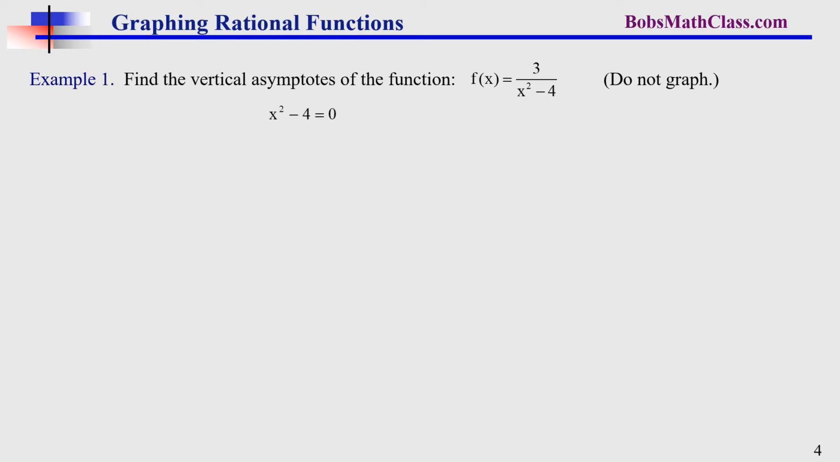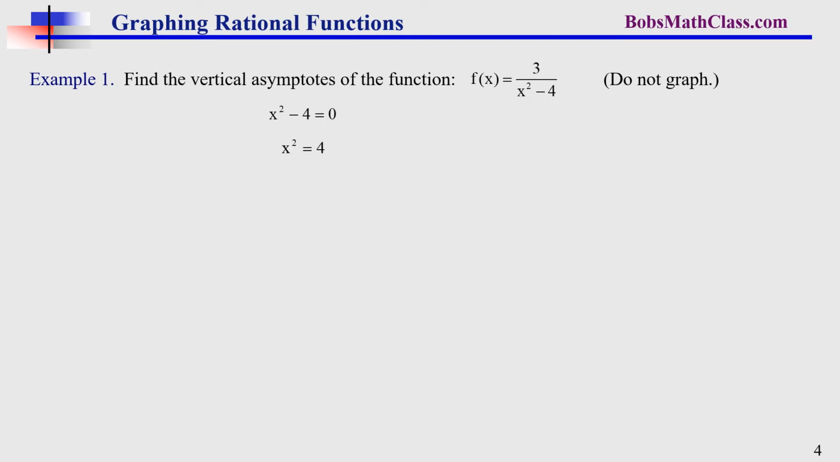So what is the procedure? Set the denominator equal to 0. x squared minus 4 equals 0. And now we need to solve that. You have two options. You could either factor it, or you could use the square root property. Your choice.